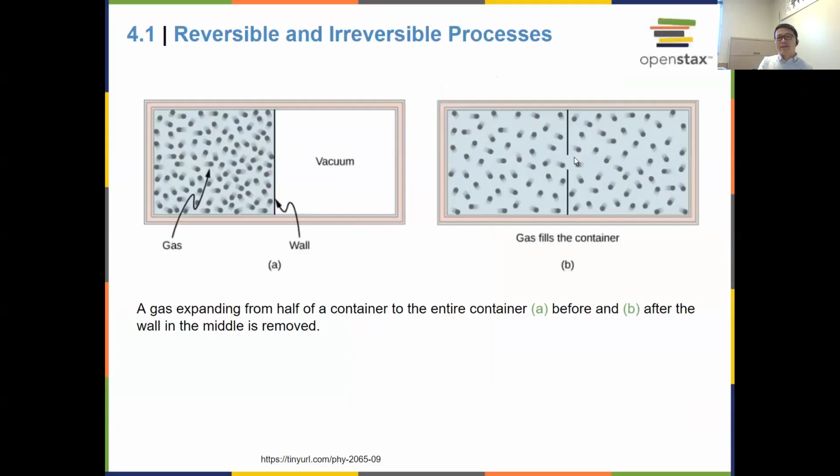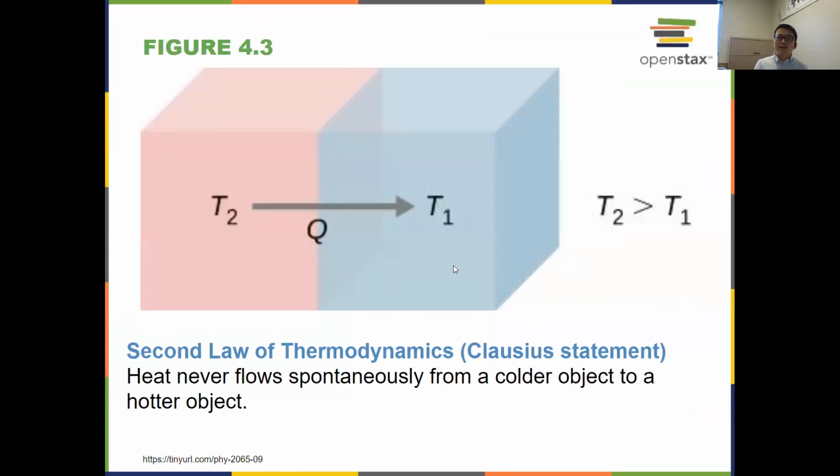So again, quickly, last time we talked about reversible versus irreversible processes, the definition of those two, and the first statement of the second law of thermodynamics, which says heat never flows from a colder object to a hot object spontaneously, which means naturally. Okay, so naturally that's not the case.